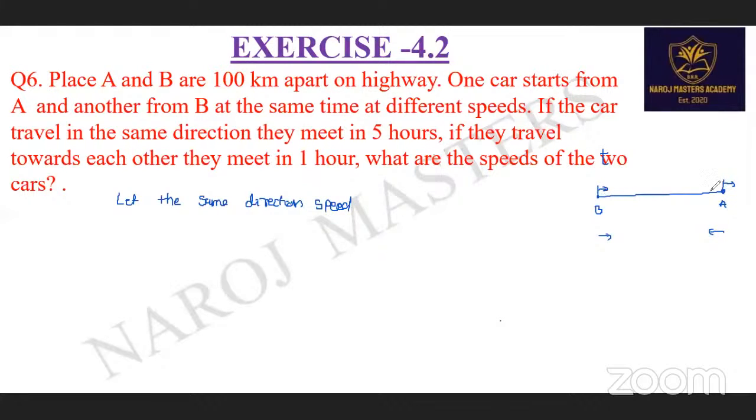Same direction speed means what? We need the final speed, so we need to subtract higher speed minus lower speed. Here, both cars are traveling with different speeds. It means if it is x, it is y. So we need to subtract here. So in the same direction, x minus y is our speed, in kilometers per hour. In the opposite direction, we need to add both the speeds here. Opposite direction speeds.